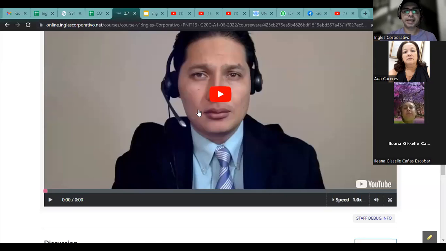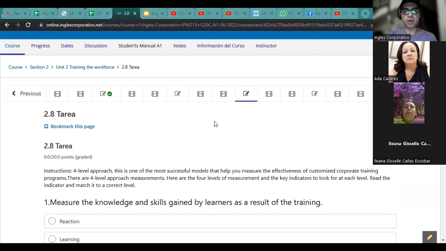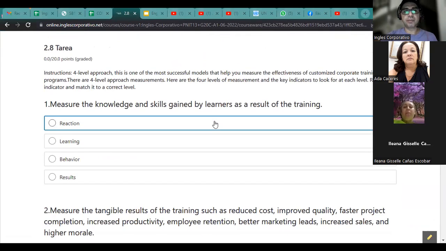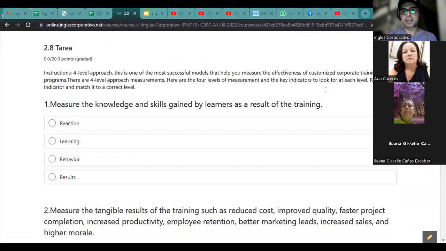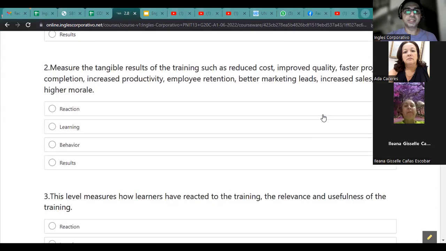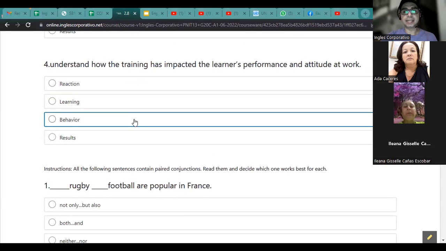So this is the class of today, and there you will find the question for today, and we need to do also the exercise 2.8. It says the four-level approach. This is one of the most successful models that help you measure the effectiveness of customized corporate training programs. There are four levels of measurement. Here are the four levels and key indicators to look for at each level. Read the indicator and match it to the correct level. This is the one that we were checking yesterday, so we just need to go and check into that one to see what it is for.